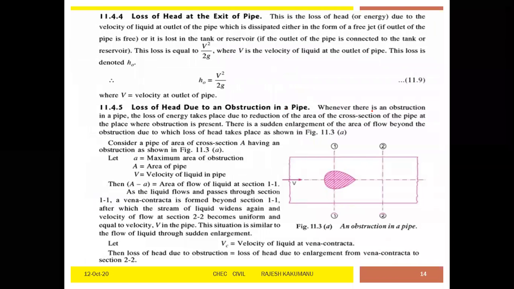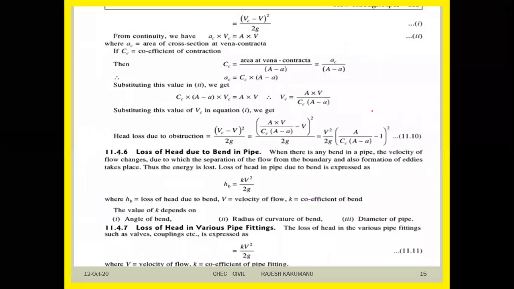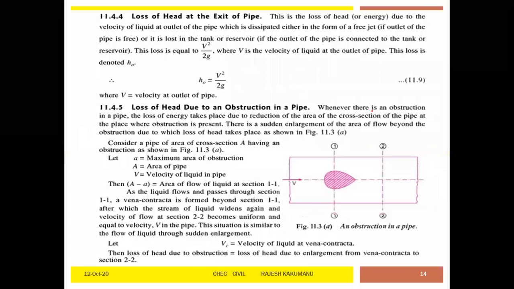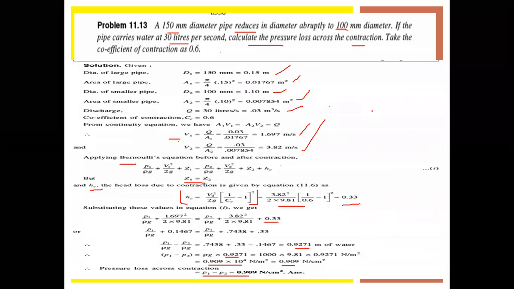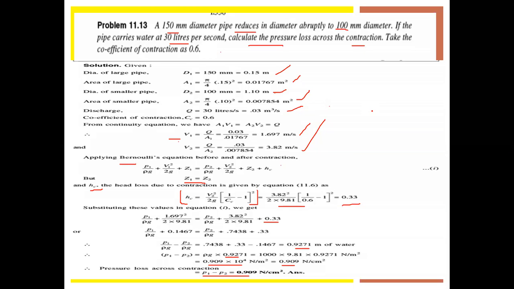Tomorrow we'll see loss of head at the exit of the pipe, loss of head due to obstruction in the pipe, due to the bend in the pipe, and due to the various fittings. Based upon that, we'll see some problems. Later we will see the other topics of this unit, that is, parallel plates is over, major and minor loss concept is over. We will see the other topics, right?